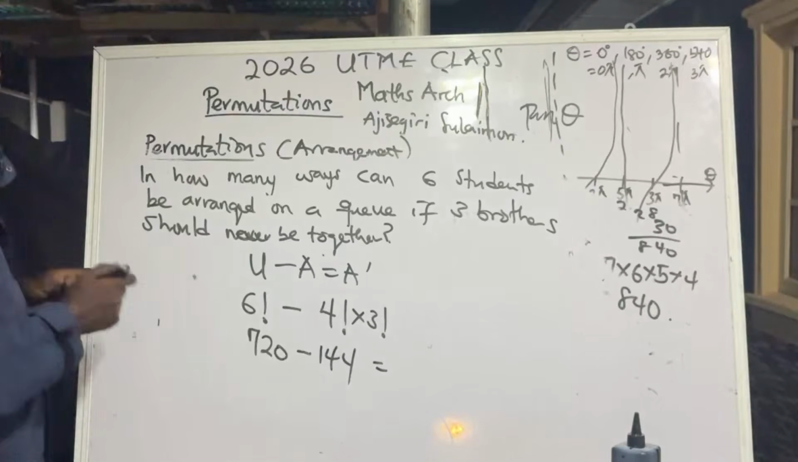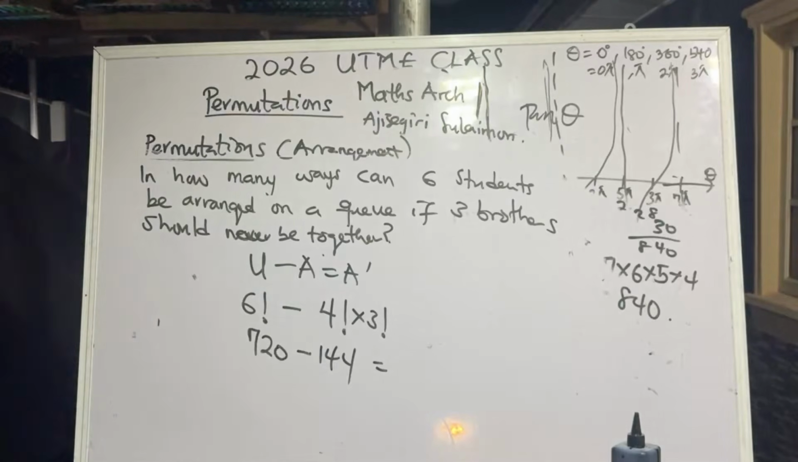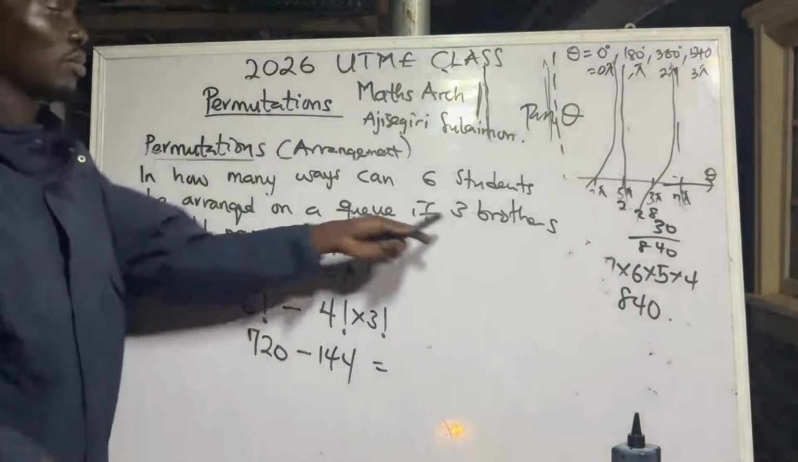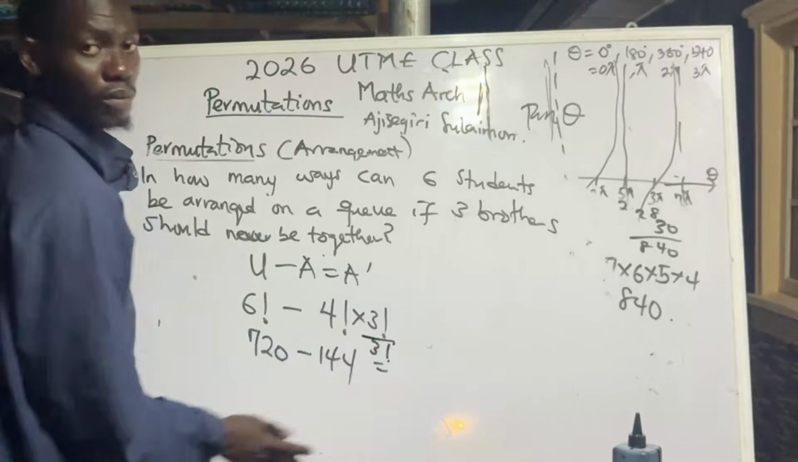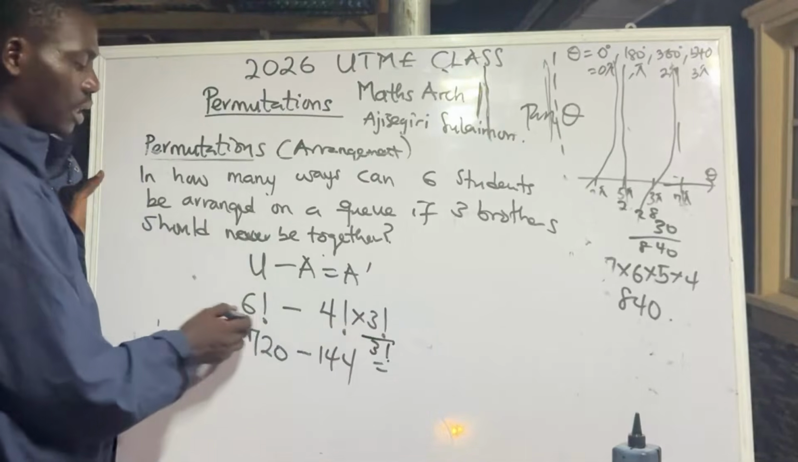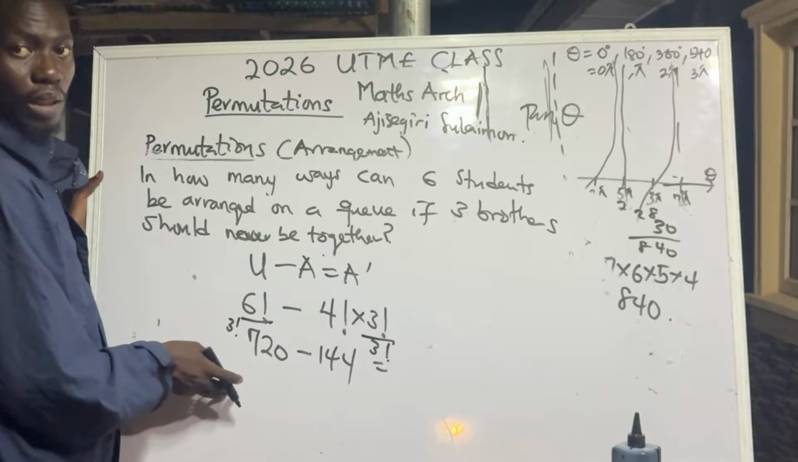What if the brothers are identical triplets? If they are identical, here now we have to say divided by 3 factorial. And even here it should have been over 3 factorial because they are identical.